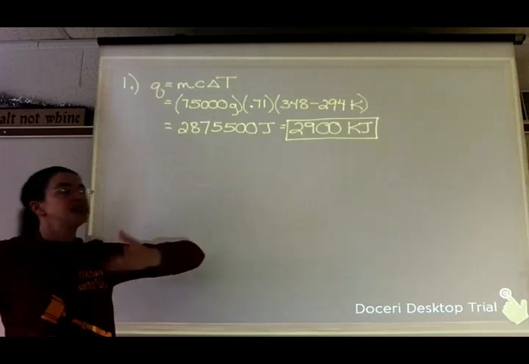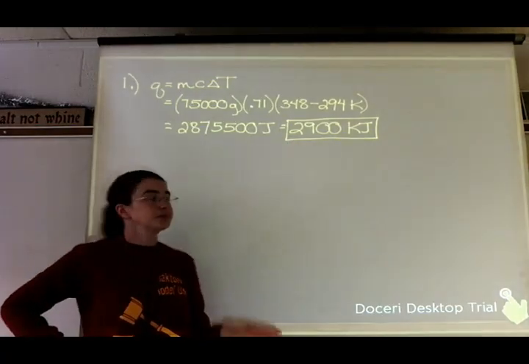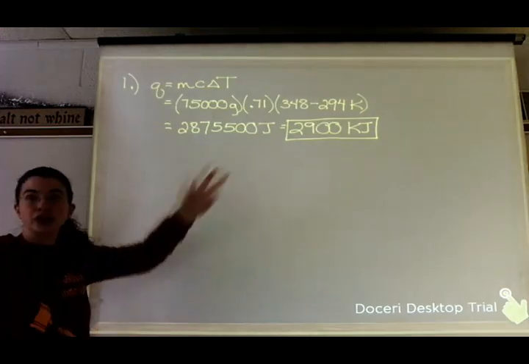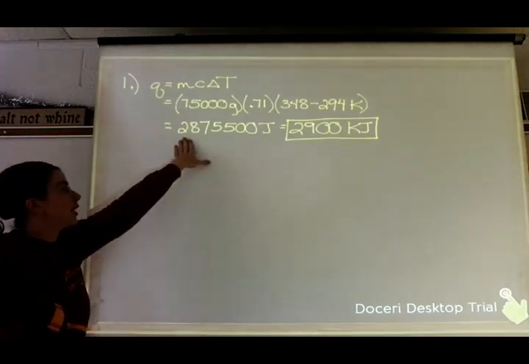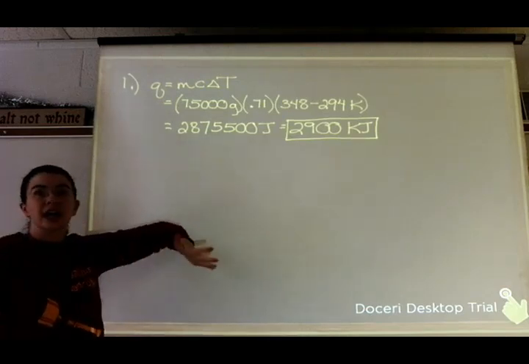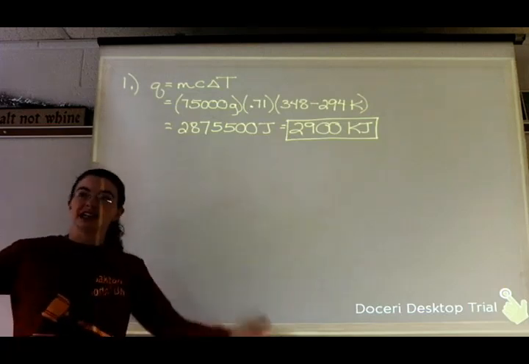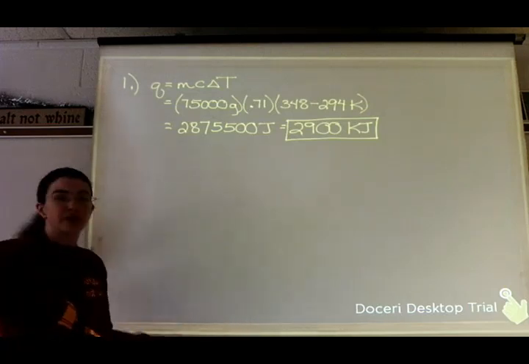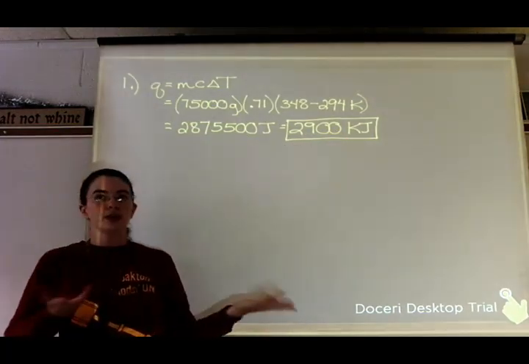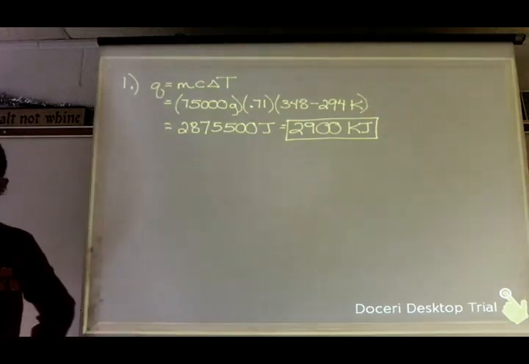The third thing, does your answer have to be in kilojoules? No, it doesn't. You need 2 significant figures. You could have left your answer in joules. Maybe you did it in scientific notation, 2.9 times 10 to the 6 joules. That's fine. I just think kilojoules is a little neater, a little tidier, but that's just me. Okay?